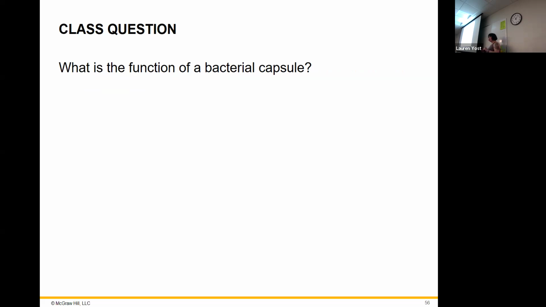Anybody in Charlie want to guess? A point for you guys? I have no idea. I don't remember. I think it doesn't need a cell wall because it's thick and denser. So I like that you're thinking about it being denser, but it's not quite right. Good try. Good effort.